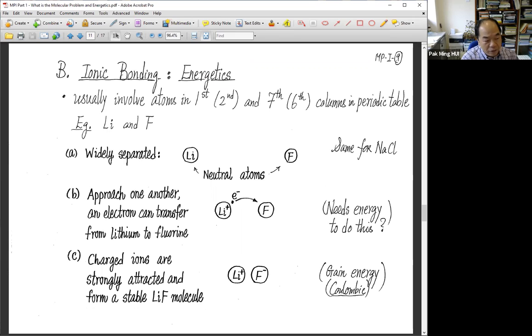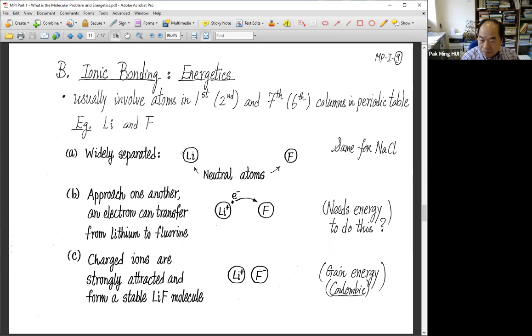Ionization of an atom needs energy. So we have heard about the ionization energy of an atom. For example, here on the first page, I consider lithium fluoride. The same goes for sodium chloride. Group 1, group 7, that is the most ionic stuff.